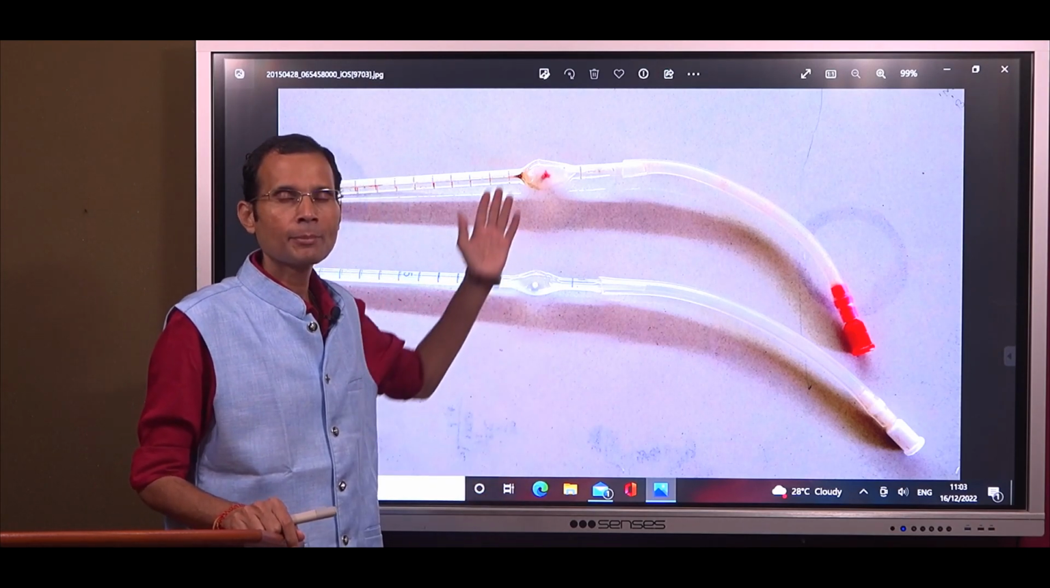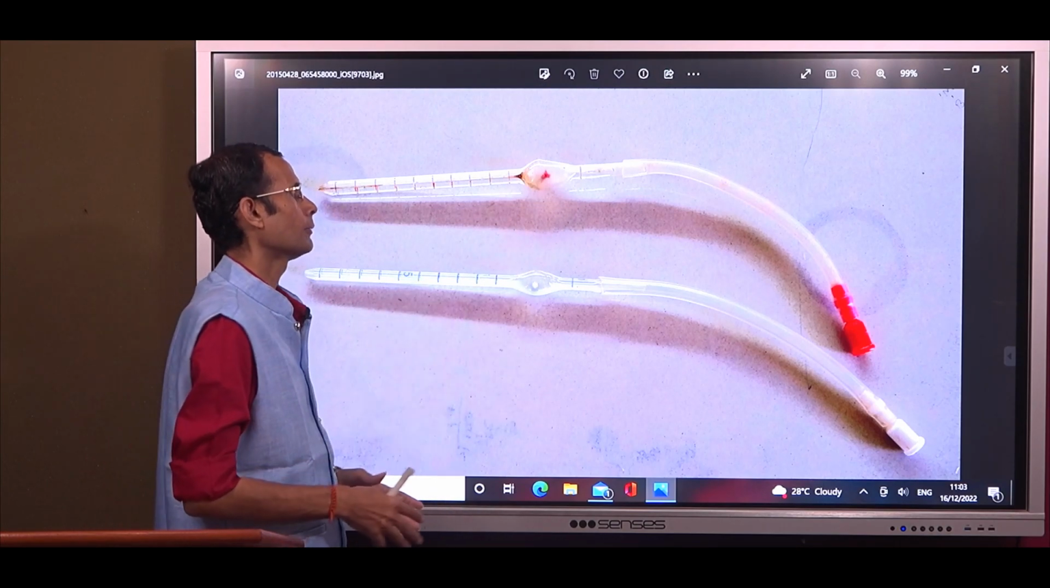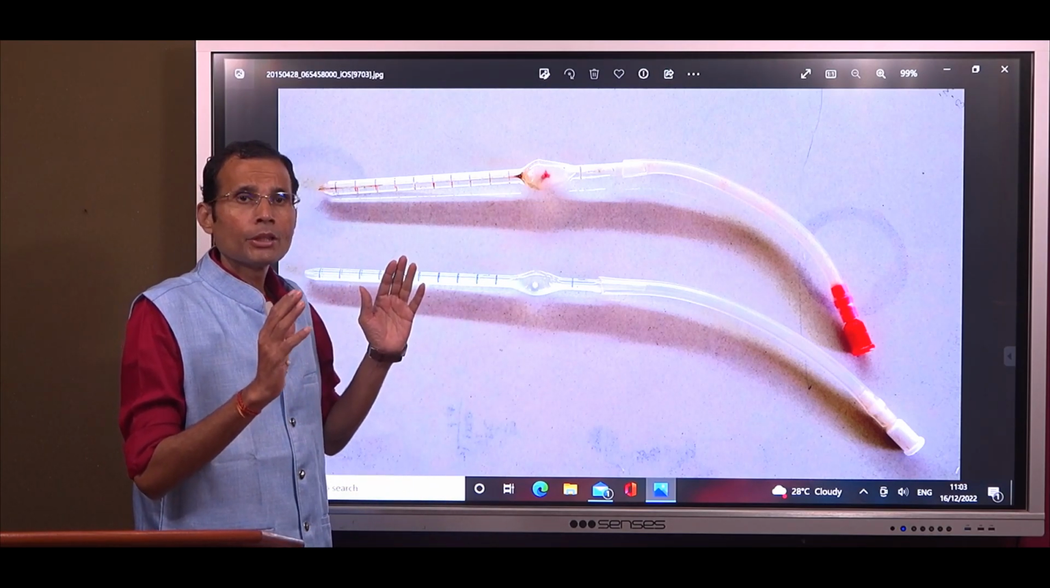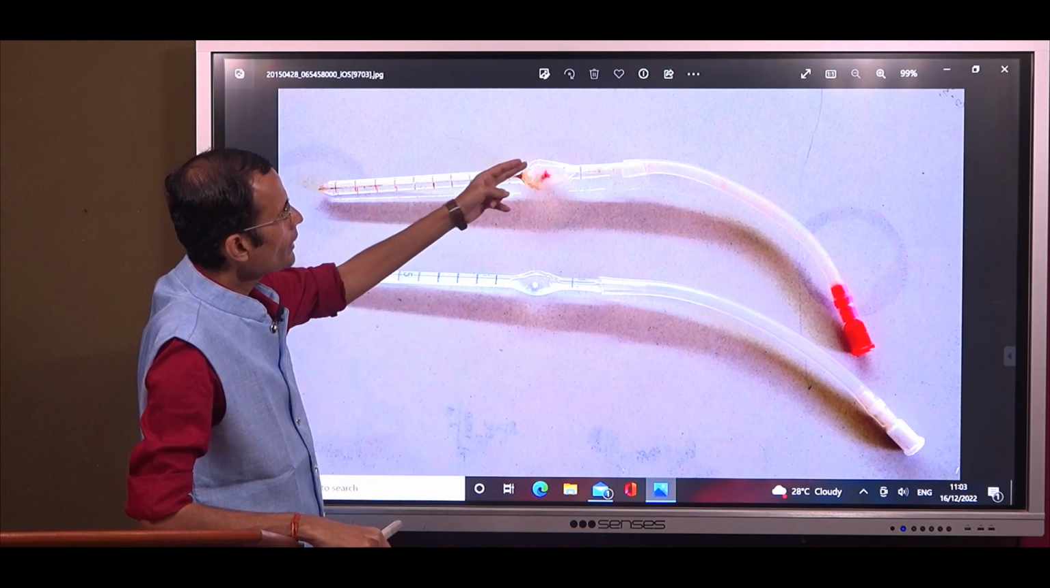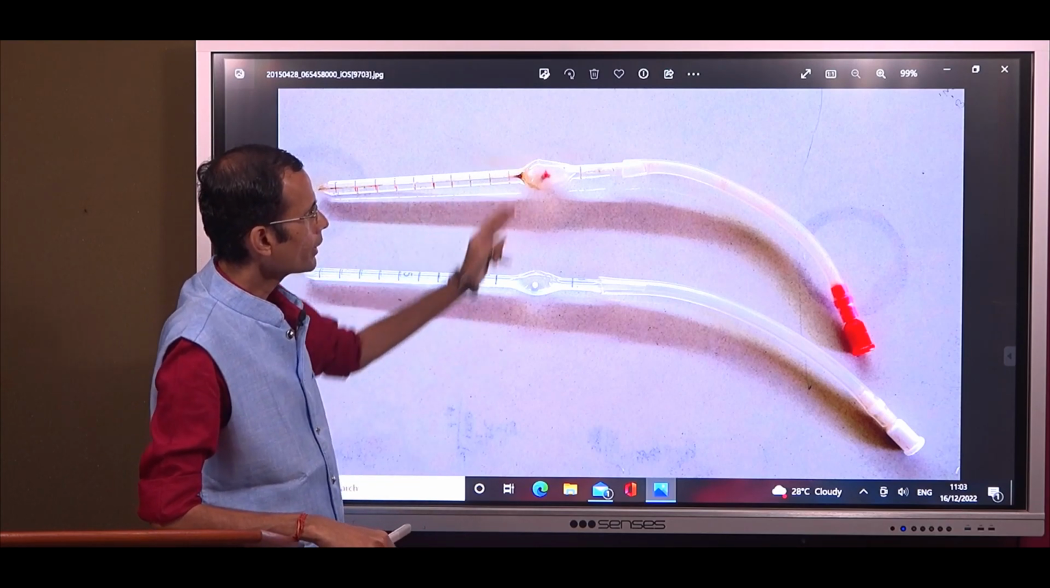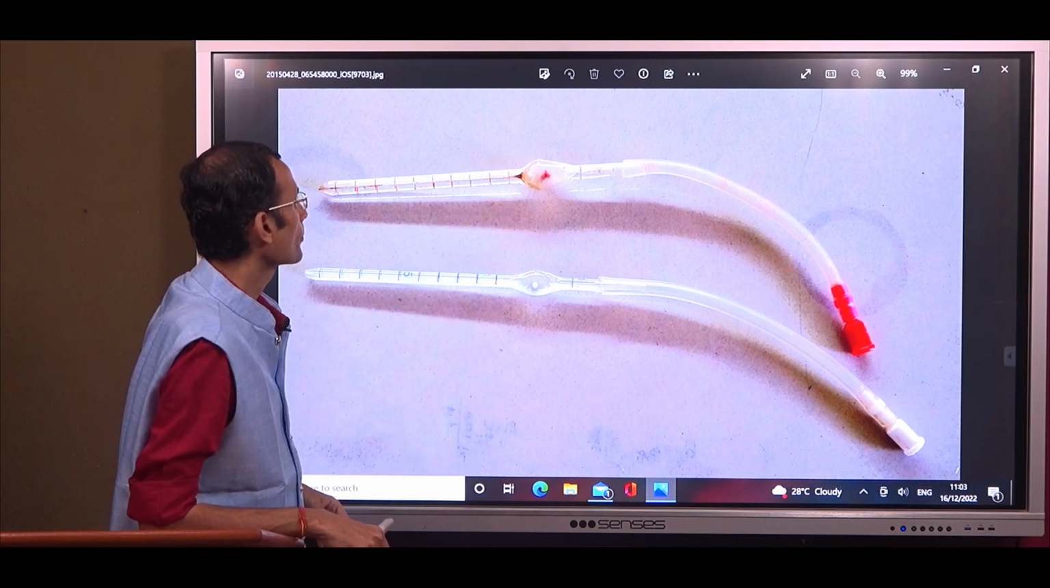Right. Now, coming to identification of the pipettes. How do you identify RBC pipette and WBC pipette? Look, if you look at the pipette, there is a bulb provided in the pipette.